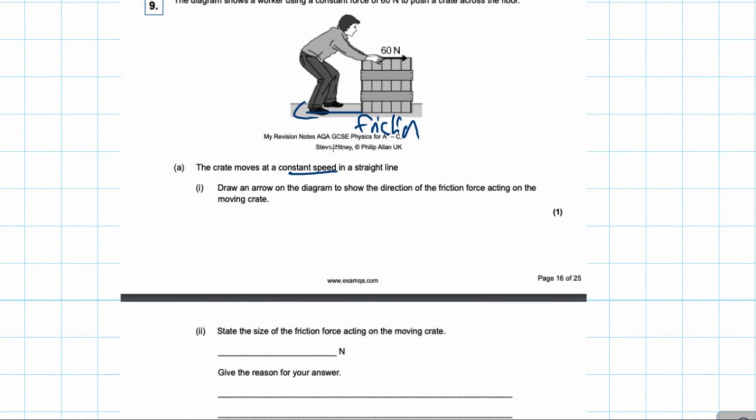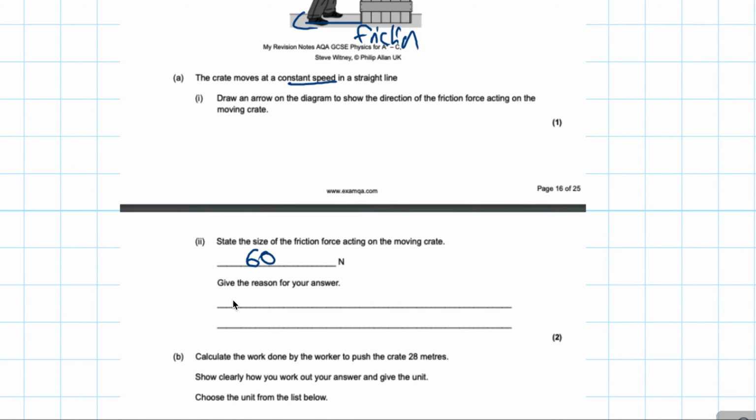State the size of the friction. Well, as it's moving at a constant speed, the forces must be balanced. So we can say it's 60 newtons. The reason why is that it's travelling at a constant speed. Therefore, resultant force is 0, or the forces are balanced, or something like that.